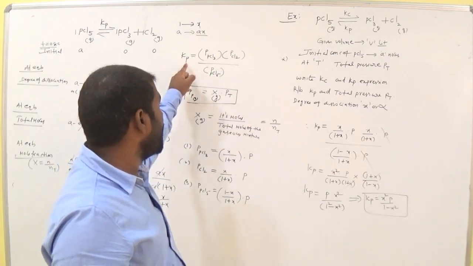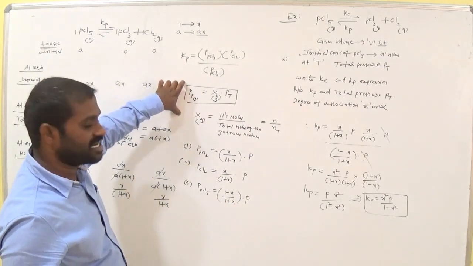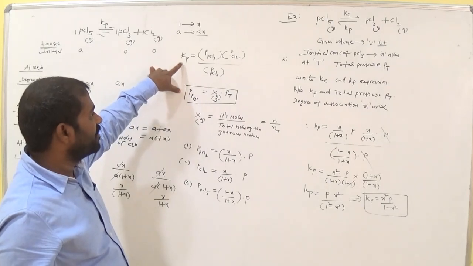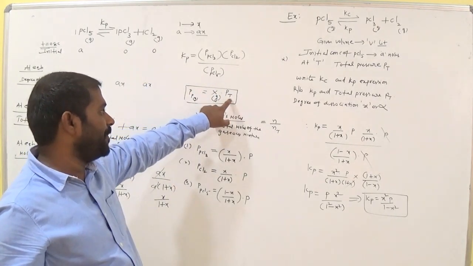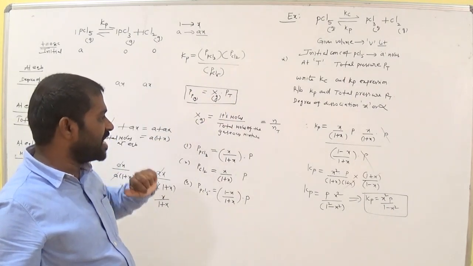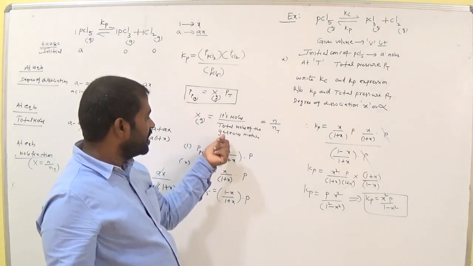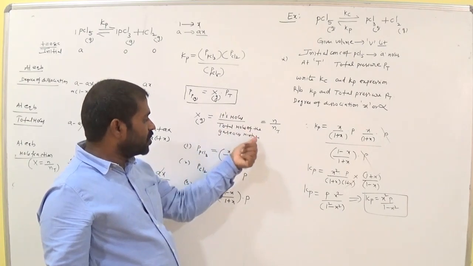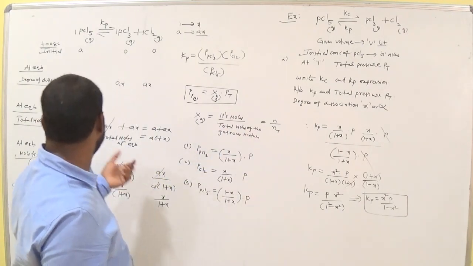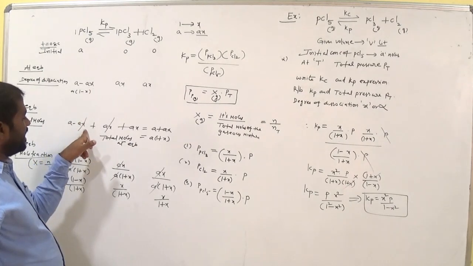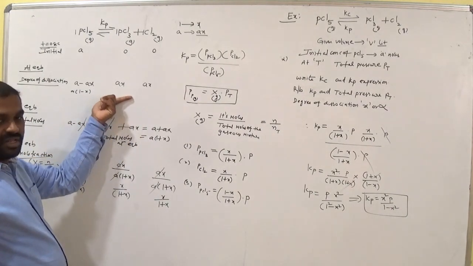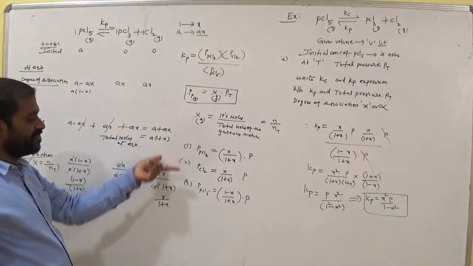In case of Kp, we have to apply the partial pressure concept. Why? Because P means partial pressure. Partial pressure is mole fraction into Pt. To get mole fraction, we need to calculate total moles of the gaseous mixture. That's why total moles of the gaseous mixture: combine all these moles, we get total moles A into 1 plus X.